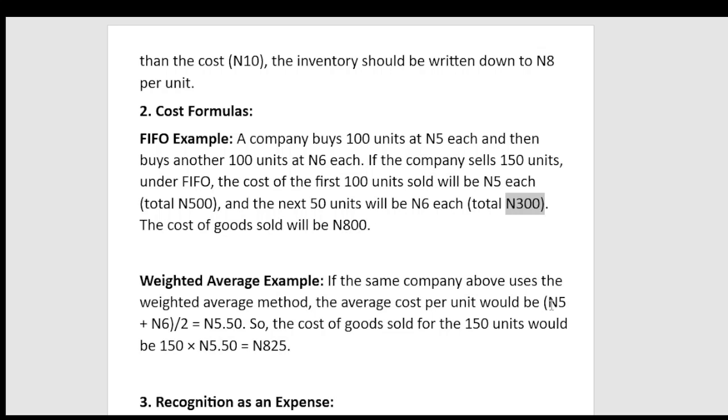Weighted average says the price, which is 5 naira plus 6 naira, that is the first one you sold out, the price you use in selling it out, then the second one, the price you use in selling it out is 5 naira and 6 naira. Then you divide it by 2. It will give you the average cost you will use for your sales. Hope that is correct. Good. So the cost of goods sold for the 150 units will be 150 times 5.50, which is 825. That is weighted average. You bring the sum of the two prices and divide it by 2 to give you the weighted average price that you use in selling that goods.